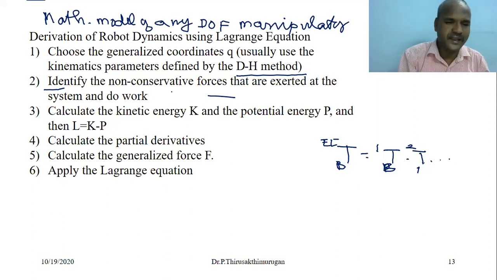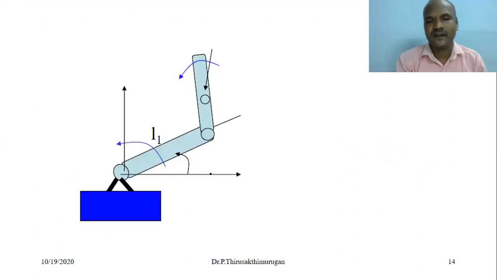Next, finally, apply the Lagrangian equation. What is the Lagrangian equation? D by dt of dou L by dou Q dot minus dou L by dou Q. So if you do that, you will get the required mathematical model. Let us do it one by one for the well-known two degree of freedom manipulator. Okay, this is the well-known manipulator.